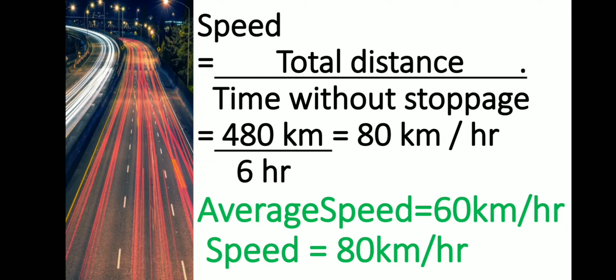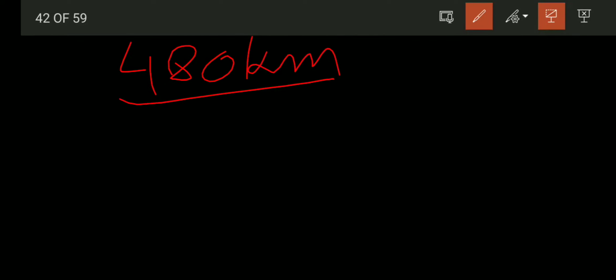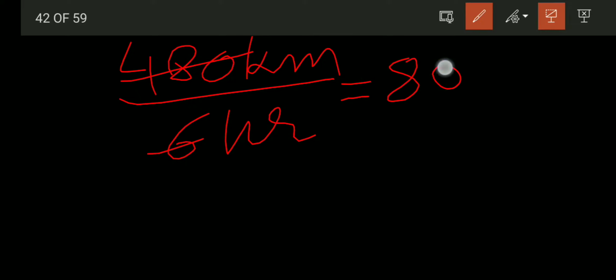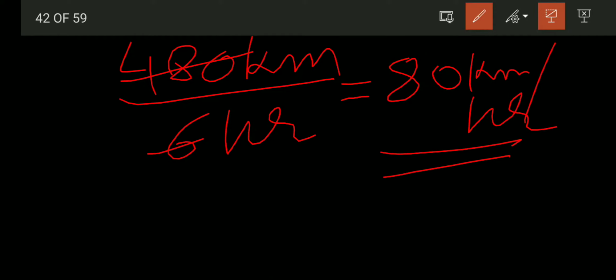We know the formula, total distance divided by time without stoppage. We have calculated the time without stoppage by subtracting 2 hours of stoppage from the total time taken, that was 6 hours. So 480 km divided by 6 hours, and what we get is now the speed. 6 8s are 48, 0, so this is speed, 80 kilometer per hour.